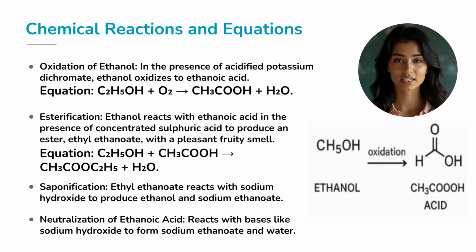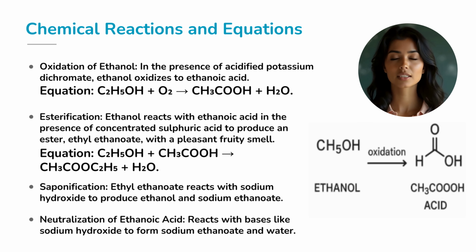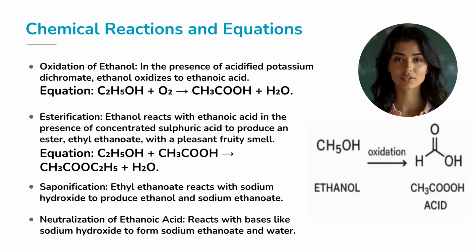Both ethanol and ethanoic acid participate in important chemical reactions. First, oxidation of ethanol. In the presence of acidified potassium dichromate, ethanol is oxidized to ethanoic acid. The reaction is C₂H₅OH plus O₂ gives CH₃COOH plus H₂O.